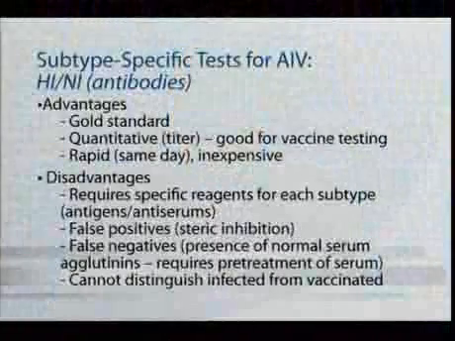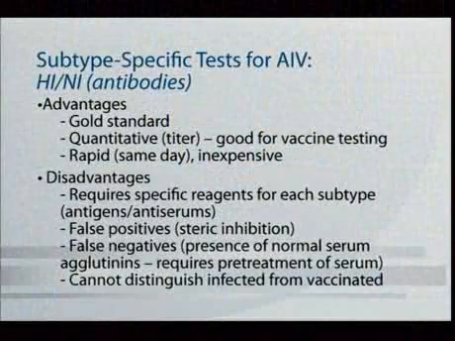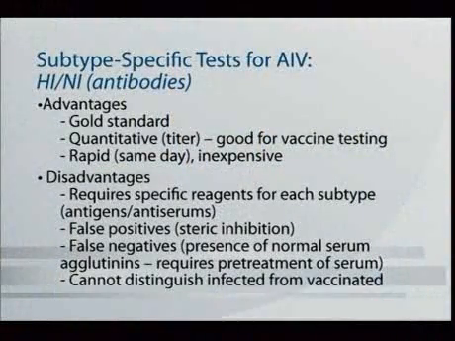So if you're going to do HI tests, then laboratories should also have the capability to do neuraminidase inhibition tests to avoid using antigens where the neuraminidase in the antigen and in the field serum are the same. But again, these cannot distinguish antibodies from vaccination versus infection.